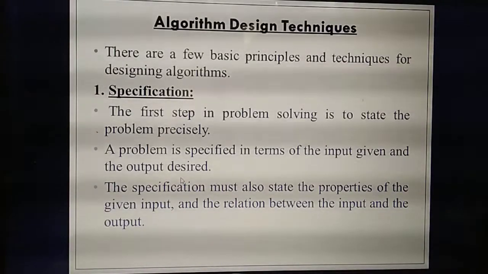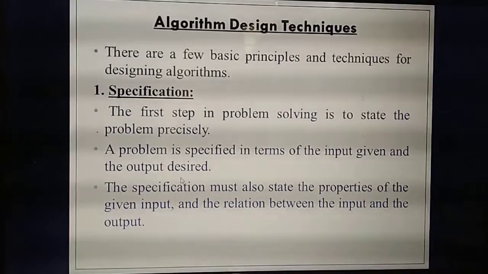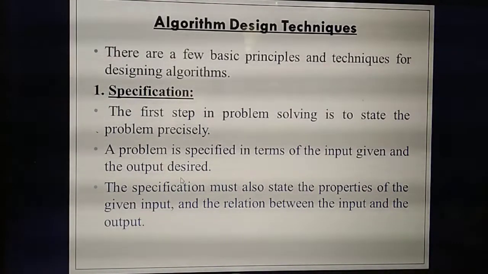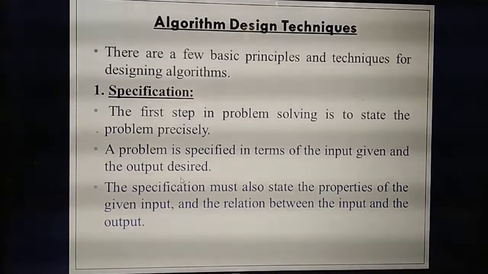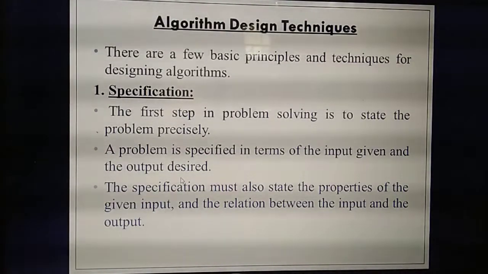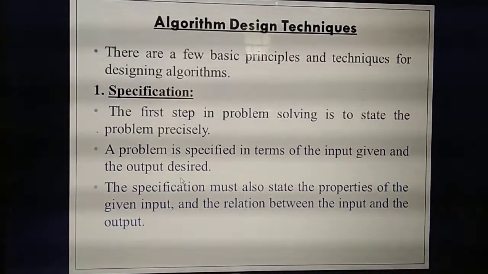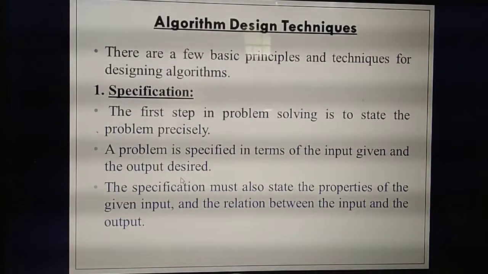Next thing is you need to state the properties of the given input. What do you mean by properties? For example, in the same example, what's the value of height, and what's the value of radius? That's the property. Then the relation between input and output. What's the relation between input and output? Calculation. Area of a cylinder, calculation. That's the relation. Understand?